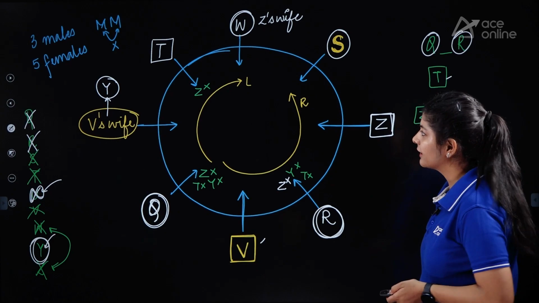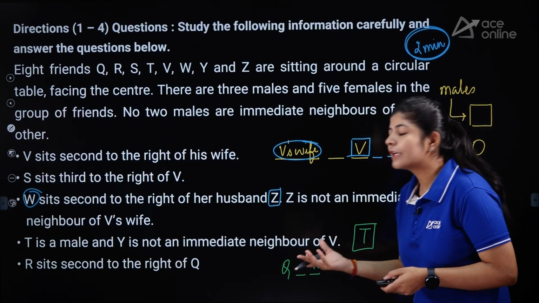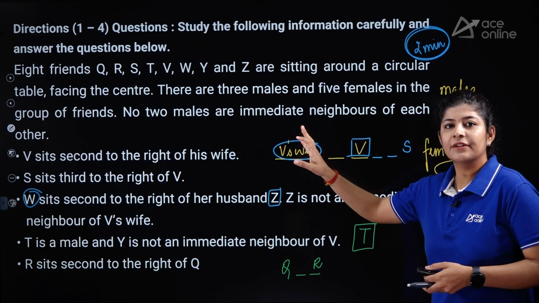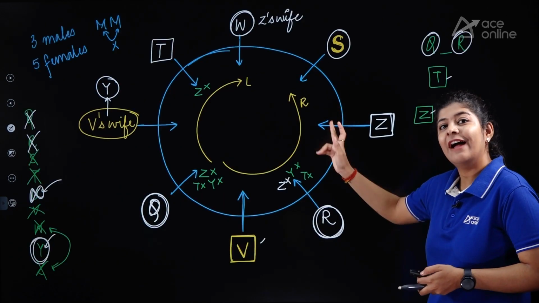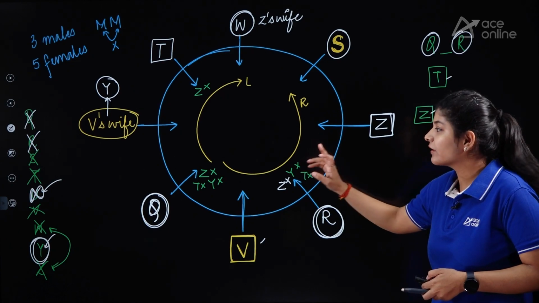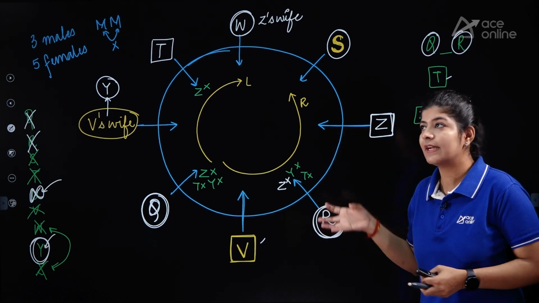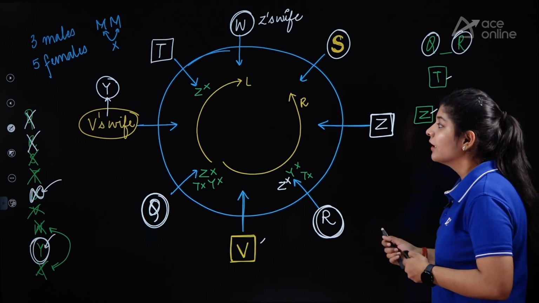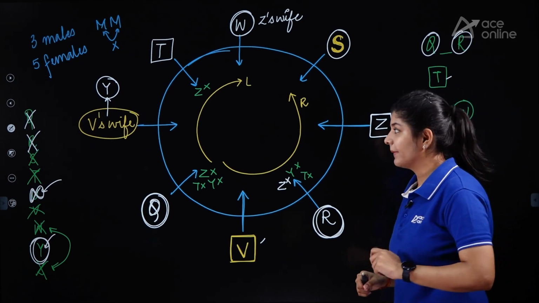Now we can easily cross check all the clues as well. Whenever we are done with our arrangement like this, we have to cross check it with the given clues so that we can assure ourselves that we have drawn the correct diagram, right? This is a very important point while you are writing your examination, right?